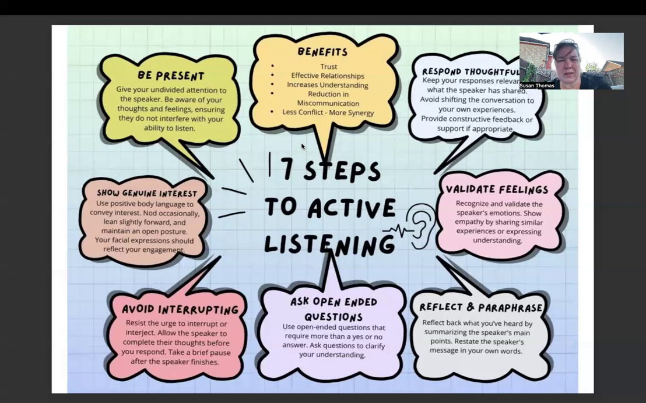There's increased understanding. By fully engaging with the speaker, you gain a deeper understanding of their viewpoint, and that leads to much more effective problem solving and collaboration. It reduces conflict and miscommunication and increases synergy and stability. So as a summary, active listening is such a powerful tool for building trust. By being fully present, showing genuine interest, and responding thoughtfully, you can create a meaningful connection and foster positive and collaborative environments.